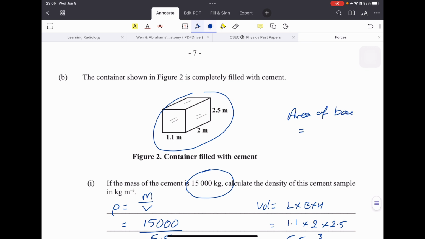The area of the base is very easy. You take this one and you multiply by this one. The height does not play a part in the base, right? So we get 1.1 by 2. 1.1 by 2 is simply 2.2 meters squared.